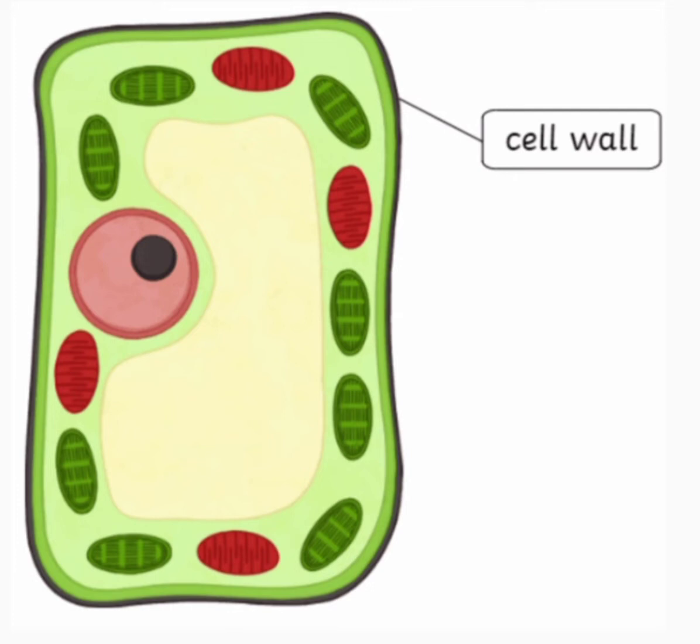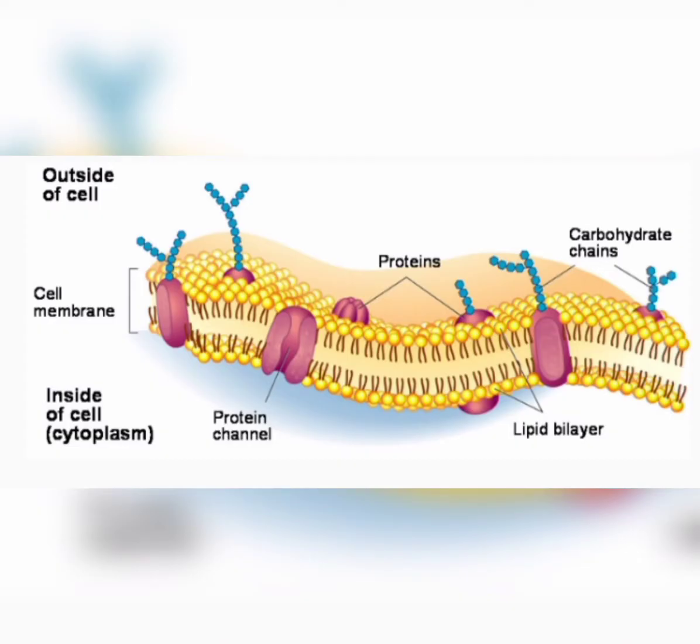Now we discuss cell membrane. The cell membrane is the outer covering of animal cell and inner to cell wall in plant cells. It is also referred to as the plasma membrane. By structure, it is a porous membrane with pores which permits the movement of selective substances in and out of the cell. The cell membrane supports and protects the cell.